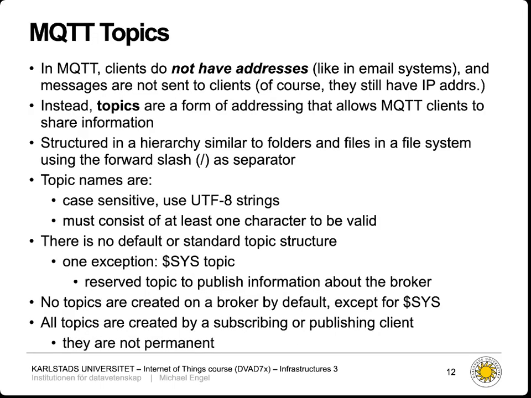Now, we've talked about QoS. Now we've talked about publish and subscribe in general. So the question is, how do we identify these topics or these subjects that can be published and that can be subscribed to? So in MQTT, clients do not have addresses like an email address, and messages are in turn not sent to specific clients. Of course, these clients do have addresses on the lower level, so they still have an IP address, for example. They still have a port number to communicate, because otherwise the broker won't be able to talk to them.